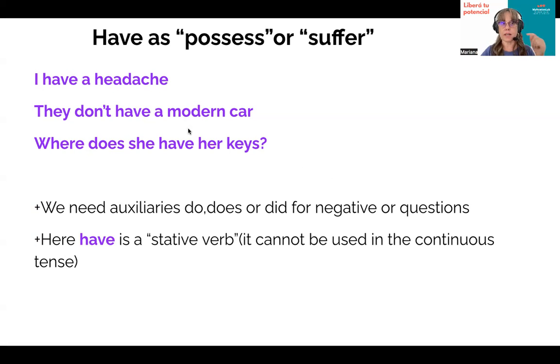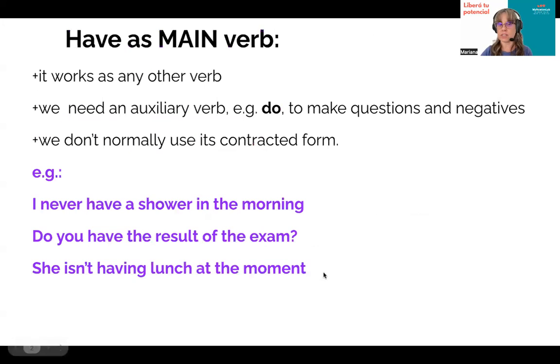Compare these examples, meaning possession and suffering, and you never use the verb in the continuous because you are talking about a state, how you are, how you feel. Whereas in the previous slide, we saw she isn't having lunch or even have a shower. They could have a continuous form because they are dynamic in these two examples.